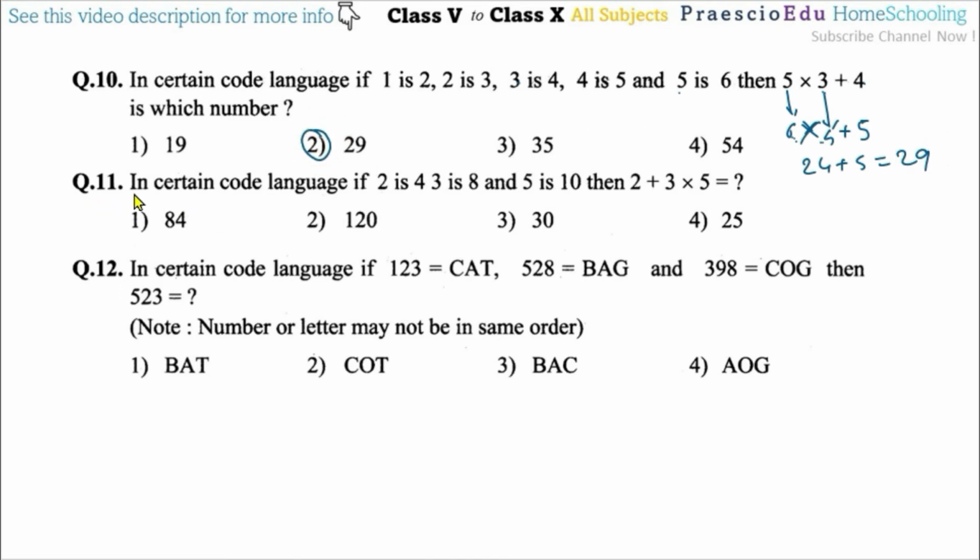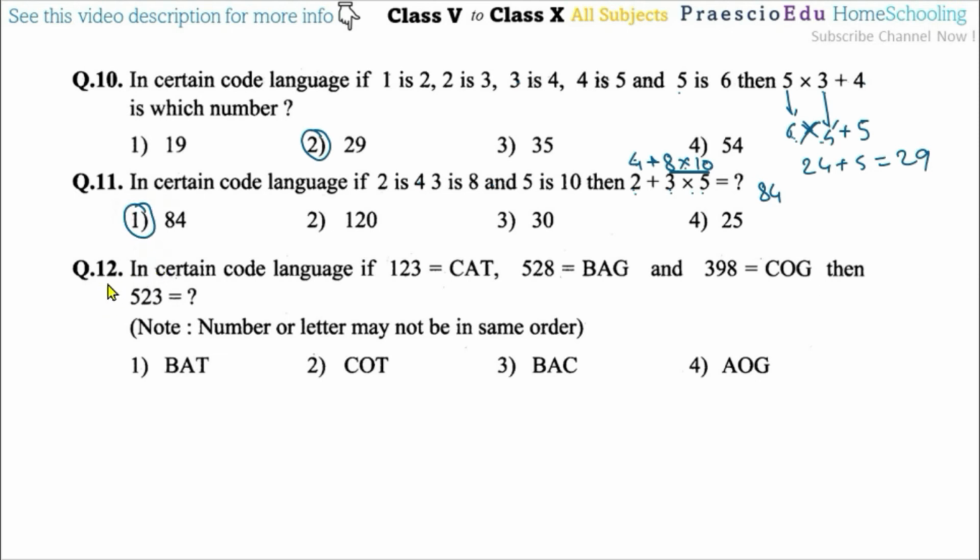Then question number 11, in certain code language if 2 is 4, 3 is 8, 5 is 10, then 2 plus 3 multiplied by 5 is equal to how much? So 2 is a 4, so it will be 4 here, 3 is an 8, so here 8, and 5 is a 10, so 10 here, and the operation signs as they are. So 4 plus 8 multiplied by 10. Now multiplication we will do first, so 8 multiplied by 10 is 80, and this 4, so 84, and 84 is given in option number 1.